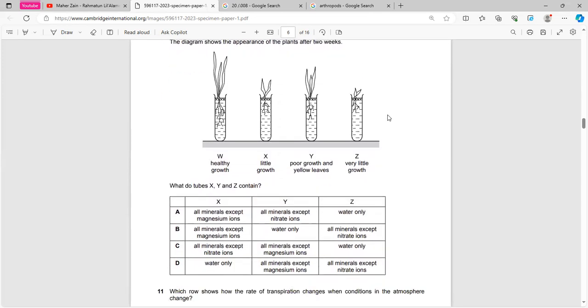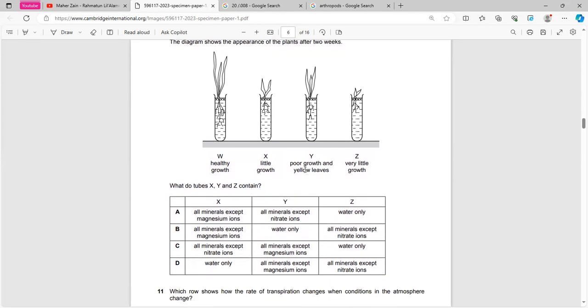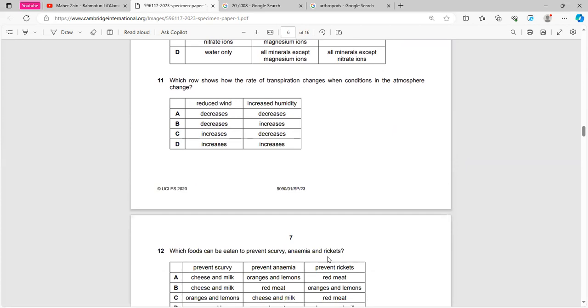Now, in question number 10, we just need to compare X, Y, and Z. So why do yellow leaves occur? Yellow leaves occur when there is an absence of photosynthesis because of deficiency of magnesium ions. Z would occur when no nutrients have been supplied, and X would occur when there is little growth, meaning that there have been nutrients but not the main nutrient supplied for the growth of the plant. So X has deficiency of nitrates, Y has deficiency of magnesium ions, and Z has deficiency of water.